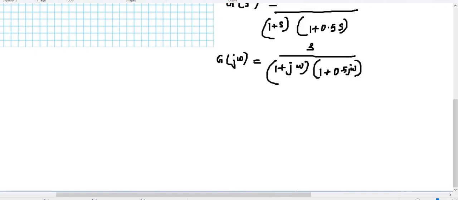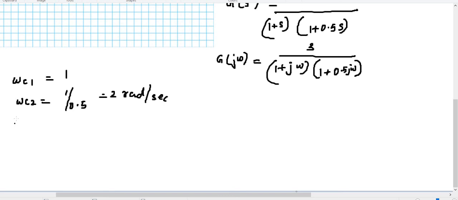Now for drawing the polar plot, first we have to find out the corner frequencies. Here we can see that omega c1 is equal to 1 radian per second and omega c2 is equal to 1 divided by 0.5, that is equal to 2 radian per second. Now the next step is, for different values of omega in and around the corner frequencies, we have to find out the real part and imaginary part of the sinusoidal transfer function G(j omega).